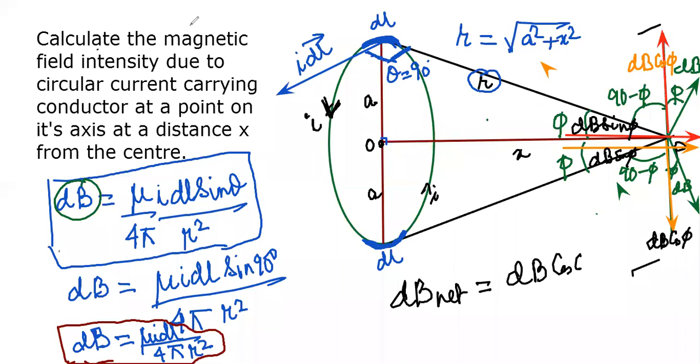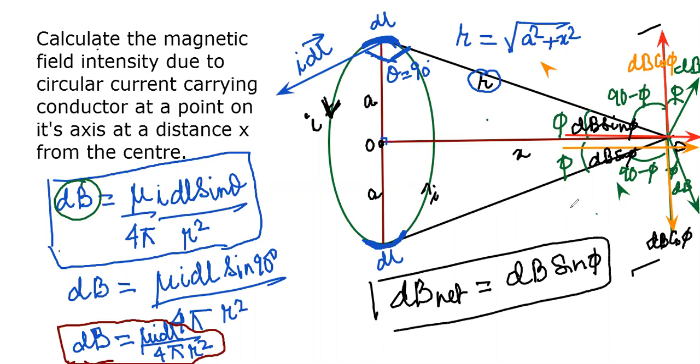Am I clear? So only the dB net that is present over here is equal to dB sin phi. So this is very important. Only the sin phi component is there. Now you can tell me that okay, there are two sin phi components. One is dB sin phi for the upper part, and dB sin phi for the lower. I have taken over here one dB sin phi.